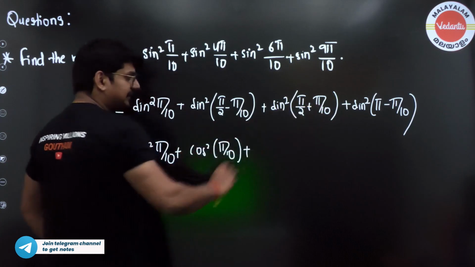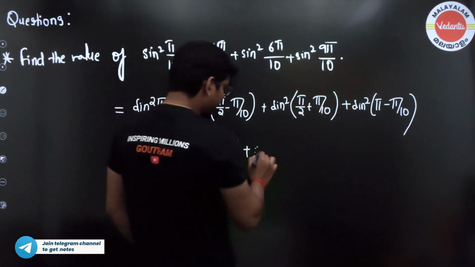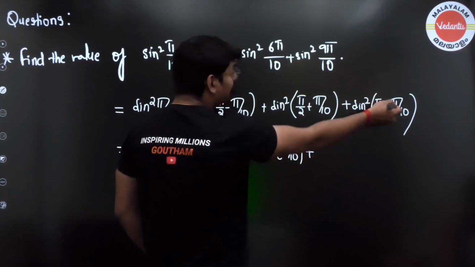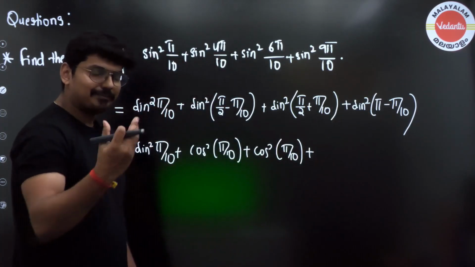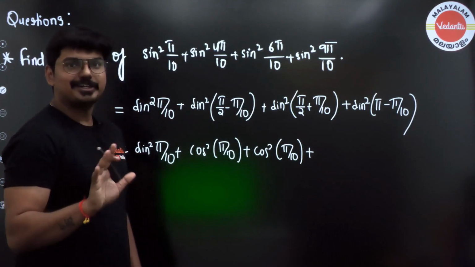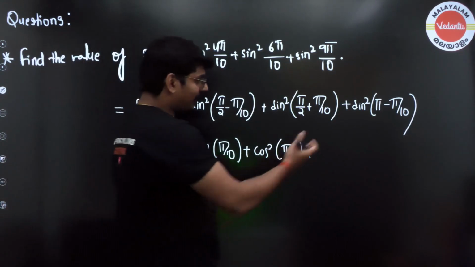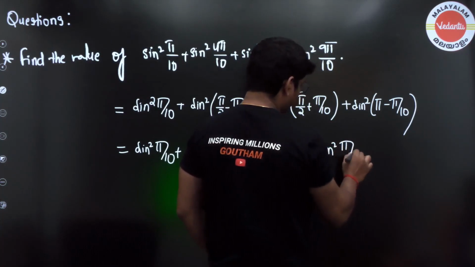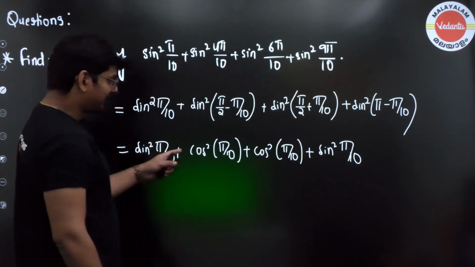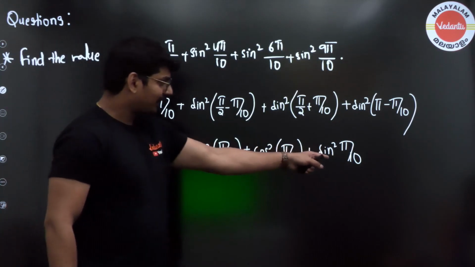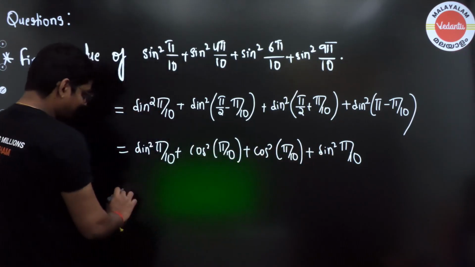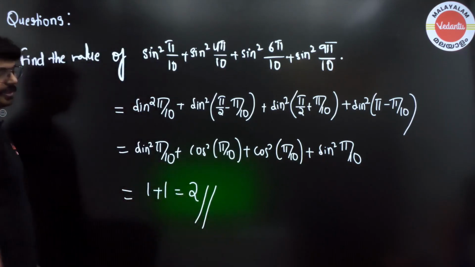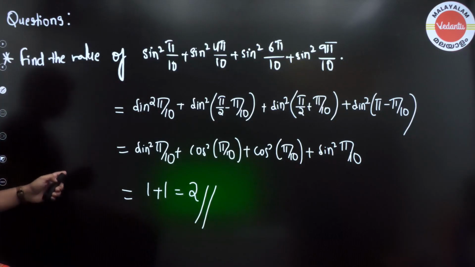Again, here also it's in the same format. So again the trigonometric ratio will change to cos. So cos square pi by 10. And here it is 180 minus theta. If it is in the format of n pi plus or minus theta, the trigonometric ratio is not going to change. Correct? So this is going to be simply sine square pi by 10. Now observe here, sine square theta plus cos square theta, and that is 1. So I'm getting 1 plus 1, and the result here is simply going to become 2. So I hope this question is clear for you guys.